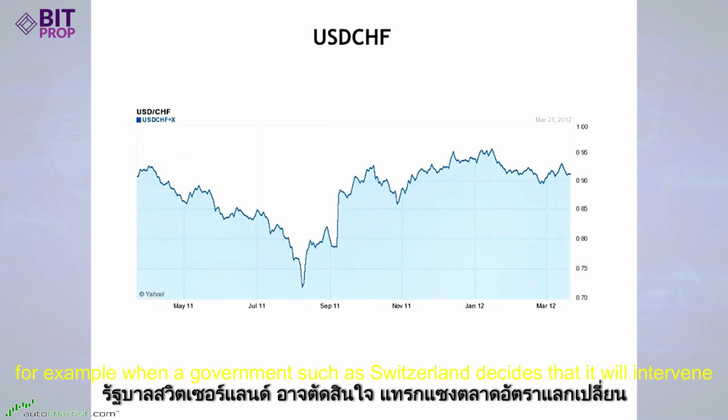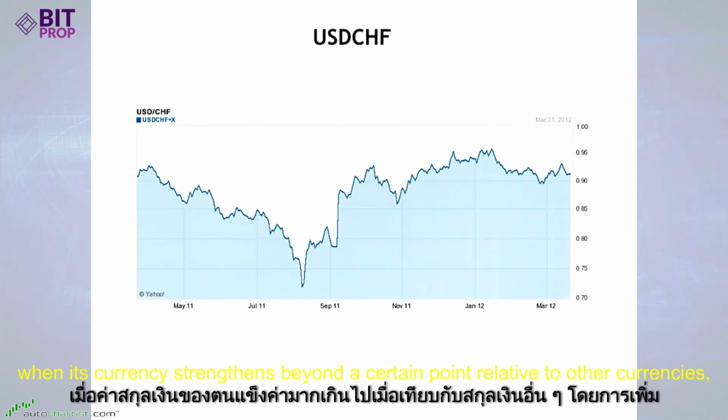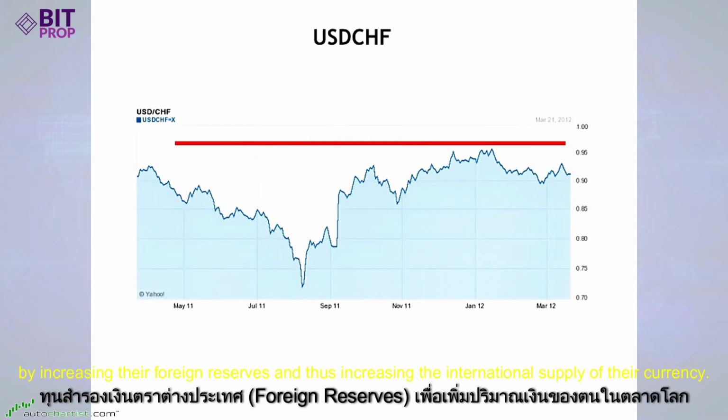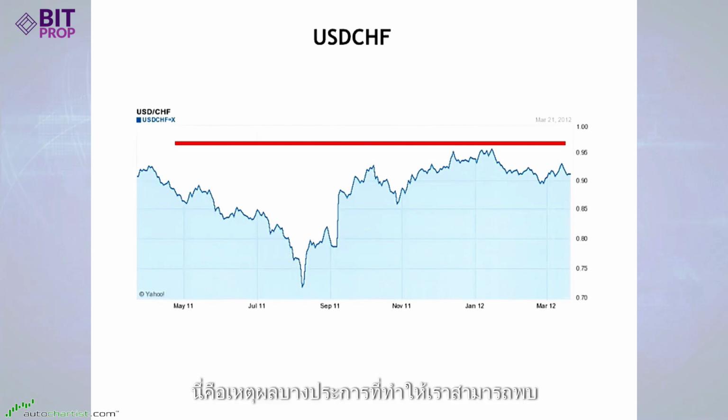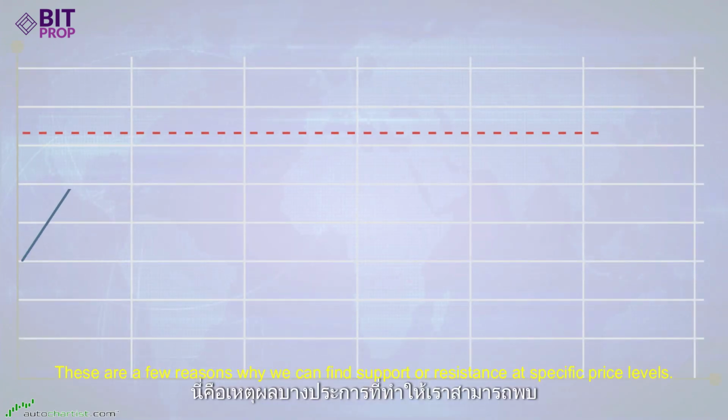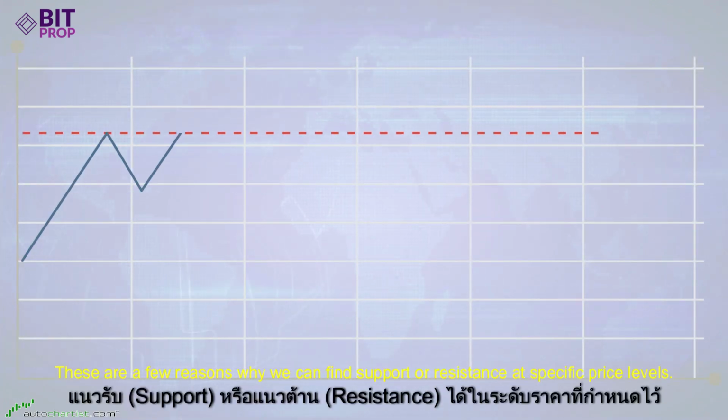For example, when a government such as Switzerland decides that it will intervene when its currency strengthens beyond a certain point relative to other currencies, by increasing their foreign reserves and thus increasing the international supply of their currency. These are a few reasons why we can find support or resistance at specific price levels.